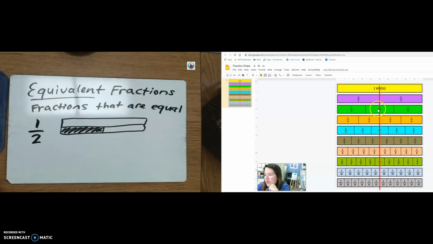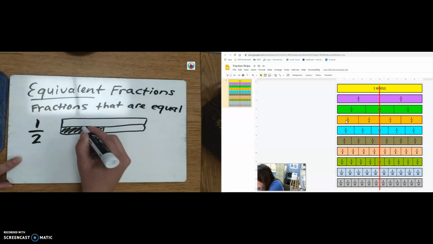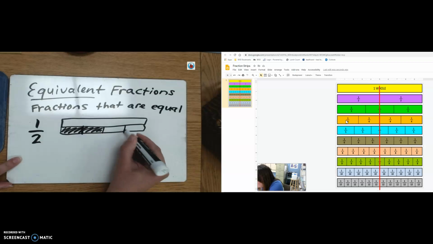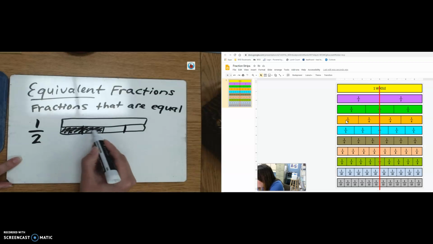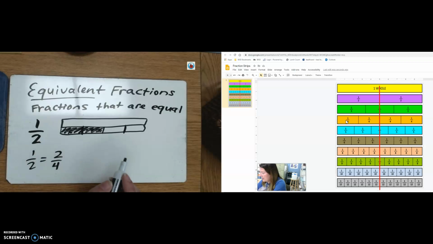Let's look at the 1/3. Oh, it's cutting that one directly in half. That doesn't really work. But look here at the 4ths. The 1/2 looks like it's the same size as these 2/4 pieces. Do you guys see that and agree with that? So 1/2, right? Wouldn't it be equal or equivalent to, look, 2 of the 4ths? So 1/2 is equivalent to 2/4.